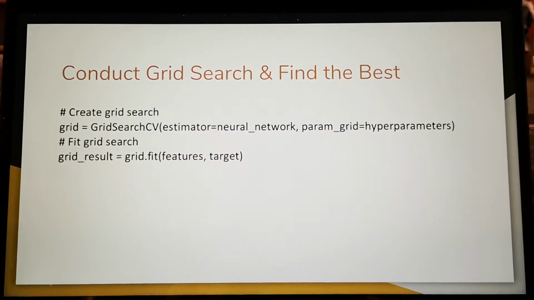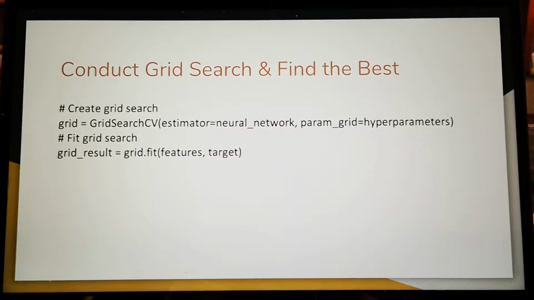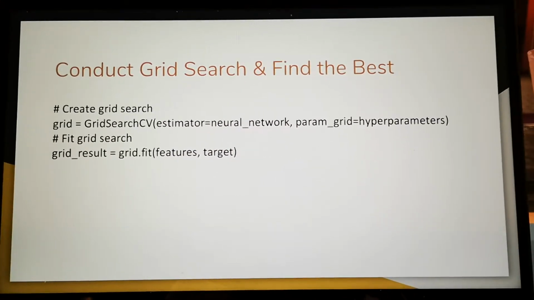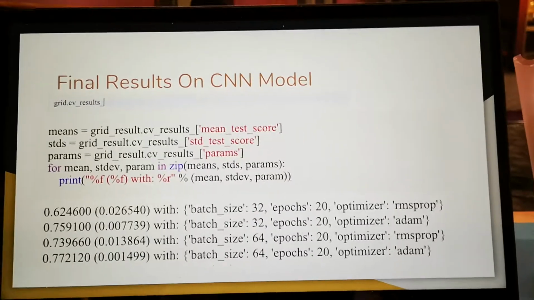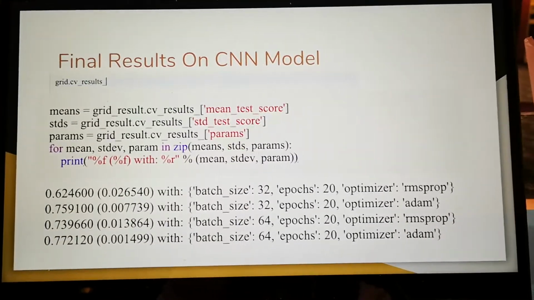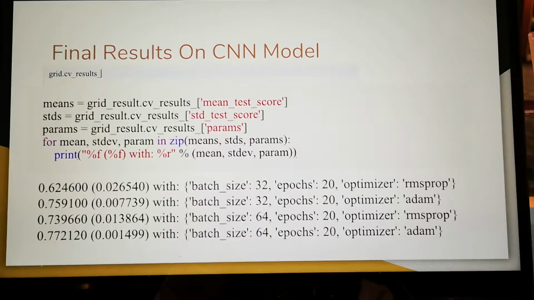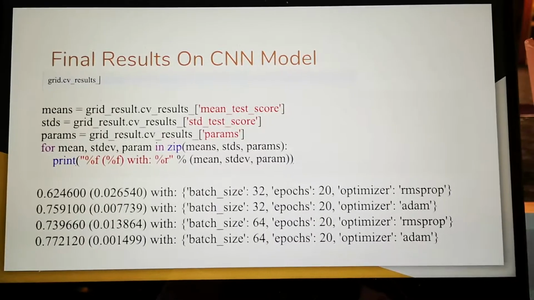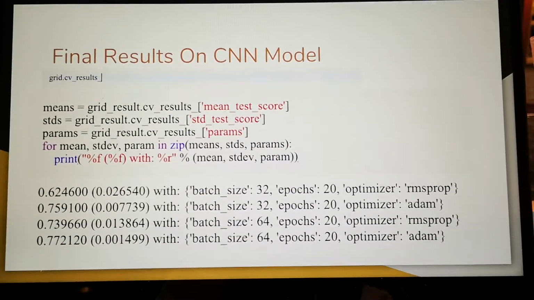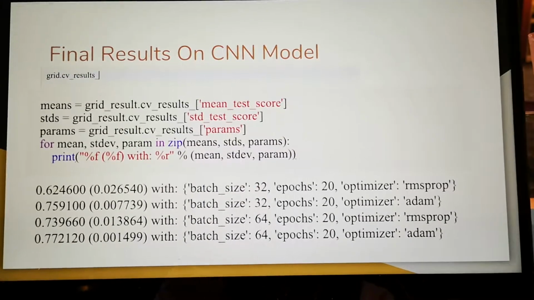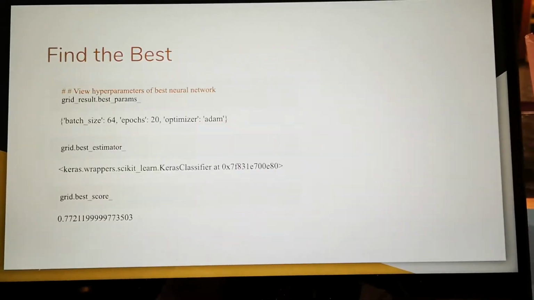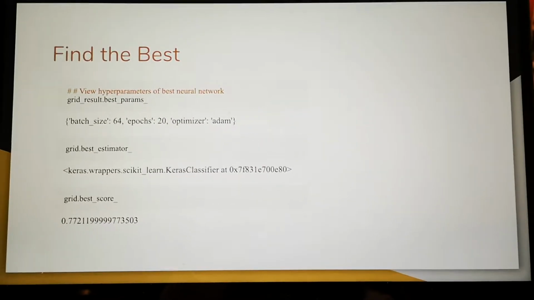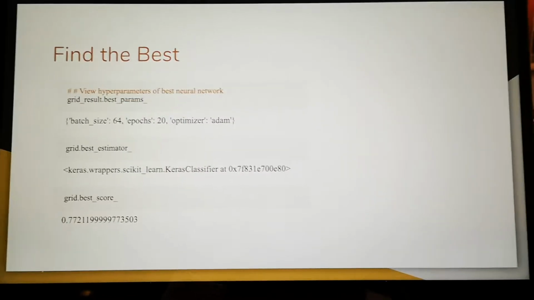So to create a grid search, we need to use GridSearchCV, and then we fit the grid search and find the grid search result. Here are our final results on the CNN model. We can see that with the batch size of 64, epochs of 20, and the optimizer Adam, it shows the highest accuracy of the CNN model. And also we can use this code to view the hyperparameters of the best neural network.